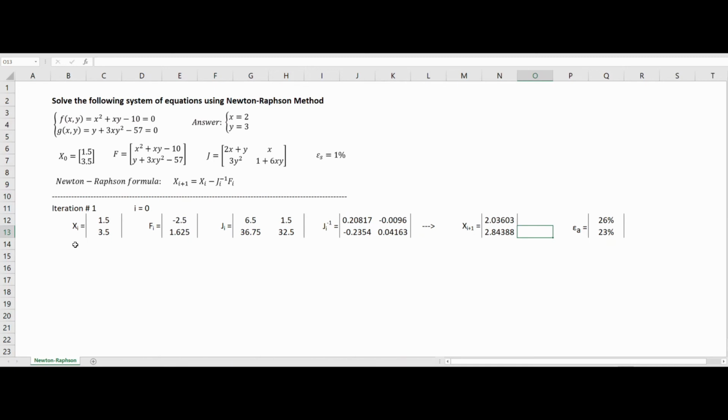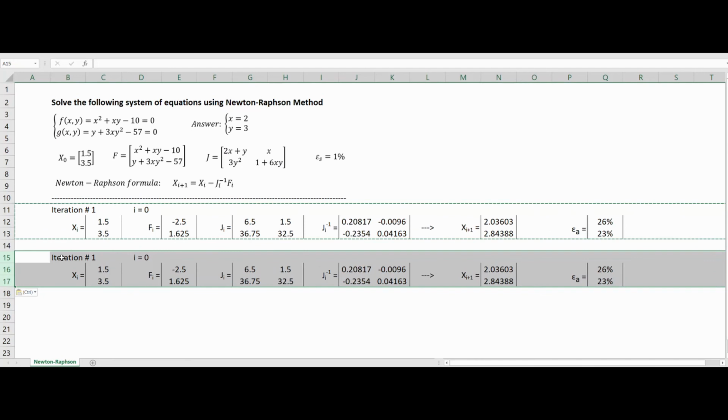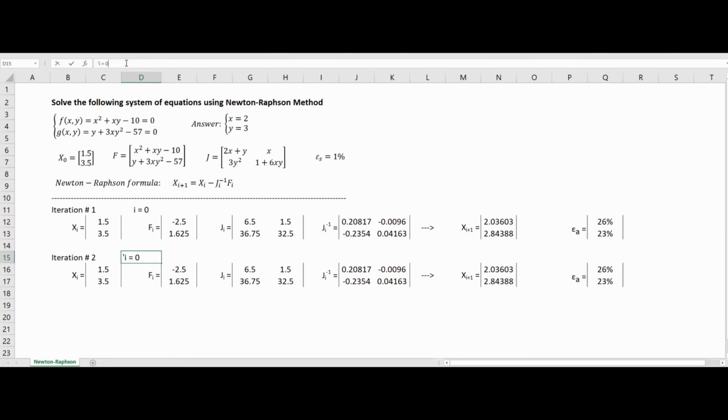So I just copy these rows and paste them down below. Then this is iteration number 2, and the counter is at 1. We also know that the initial guess for this iteration is the solution of the previous iteration. So I have to change the initial guess to these values. And as you can see, after the second iteration, our estimates of the solution are much closer to our real answers. But the errors are still larger than 1%, so I'll continue with one more iteration in here.